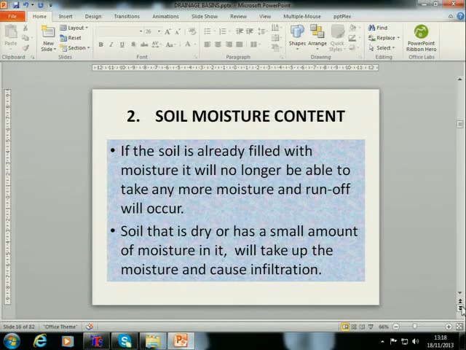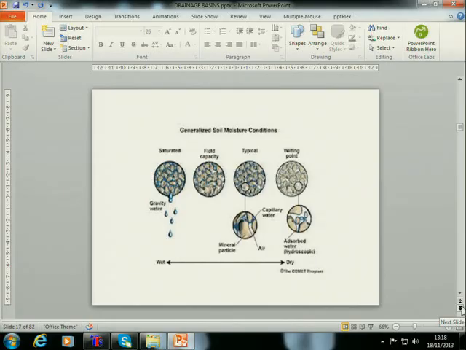It will take up the moisture, and that will cause infiltration. Right, let me explain it to you in this way. Start from right to left. You will see that the ground on the right-hand side is dry. Okay, forget everything else on that sketch. Just look at the right-hand circle at the top. Do you guys see that there's a little water in it?